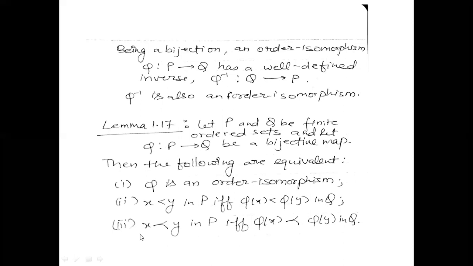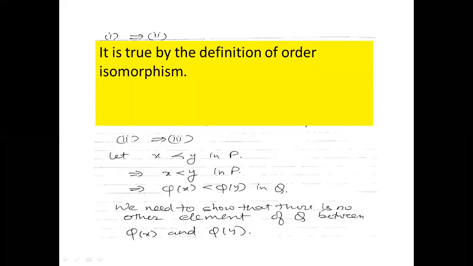So first we are going to show that 1 implies 2. That is, we will suppose that phi is an order isomorphism, and we are going to show that x is related to y in P if and only if phi x is related to phi y in Q. So let us see the proof.